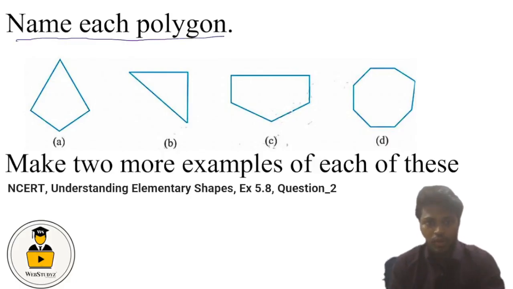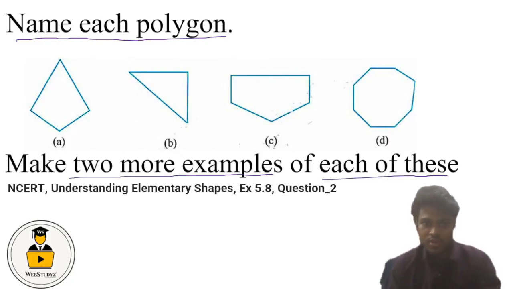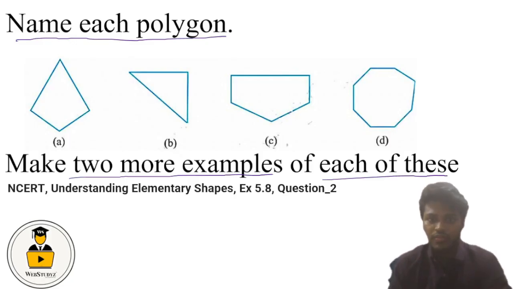Name each polygon. We have been given four figures, and it is said to make two more examples of each of these. So first of all we have to name each of the polygons, and we have to give two more examples of the given polygons. So let us first understand different types of polygon. We know that a polygon is a figure which does not cross itself, and it is a closed figure made up of line segments.